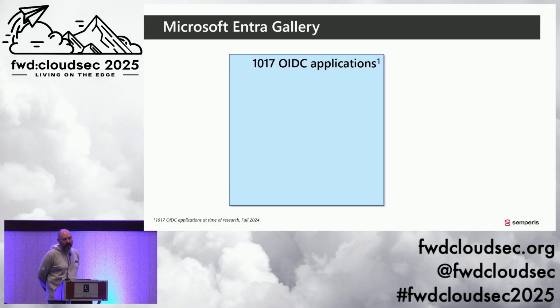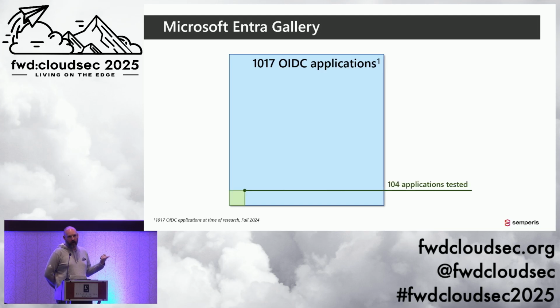But in this gallery, at the time we had 1,017 OpenID Connect applications, and we tested 104 of these. We were trying to find apps that had some sort of self-service sign up, trials that didn't require you to talk to a salesperson or something like that, because we're just trying to test the water to see what the landscape of vulnerability looks like. And this is where we found 9 applications that were vulnerable.